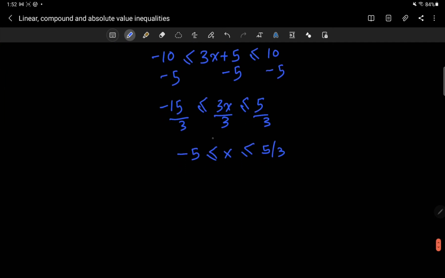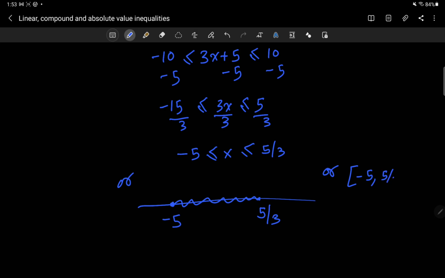Now here it's not symmetric, right? These are different numbers. So let's interpret these results properly. It's greater than -5 and less than 5/3, so it's in between them, right? So that's an acceptable representation. Or you can have -5, 5/3, both closed.